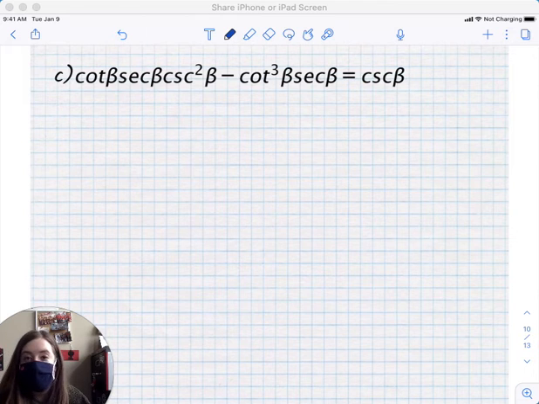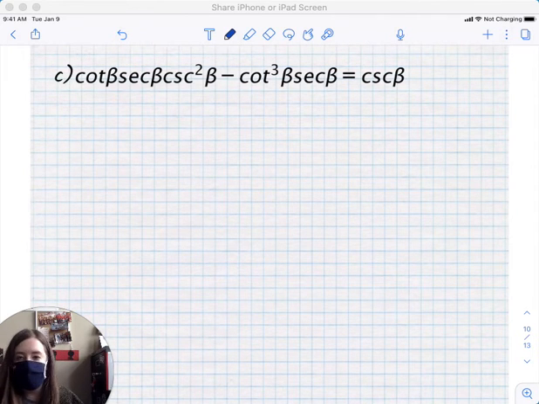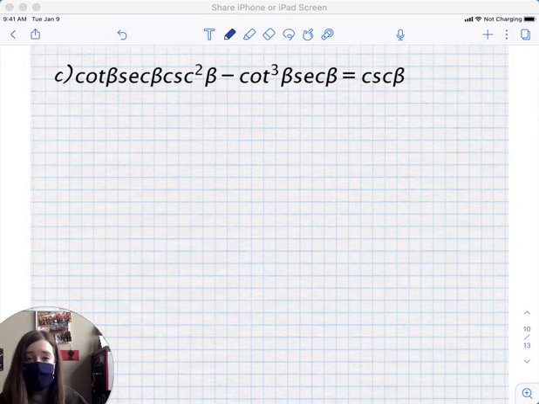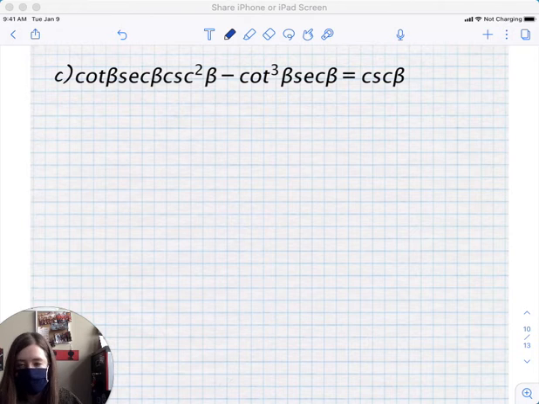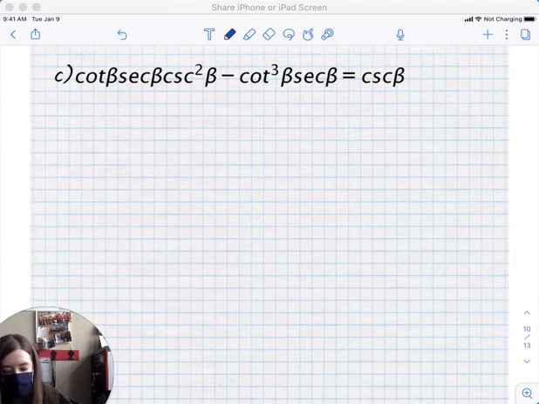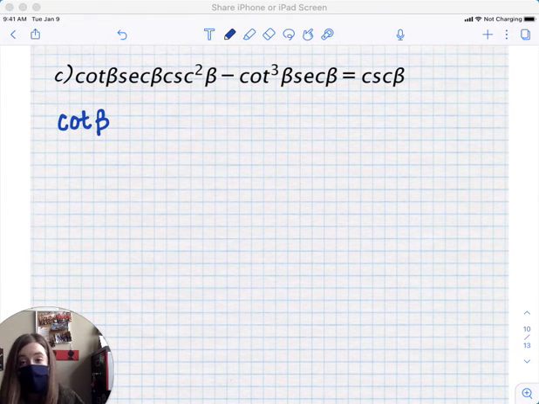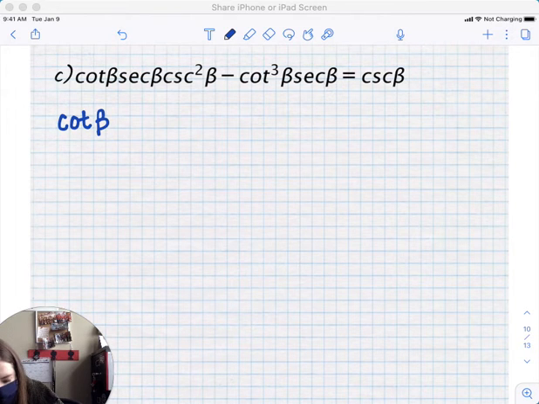Now this time our variable is beta. But remember, that doesn't change anything. I'm just throwing in random Greek letters here and there to make sure that you're not afraid of different symbols. Just because they look silly and different doesn't mean that this problem is going to change at all. So remember, the first thing we're going to look for, especially on that left side, is a greatest common factor. The terms that they have in common, they both have one cotangent beta to give, and they each have one secant beta to give.